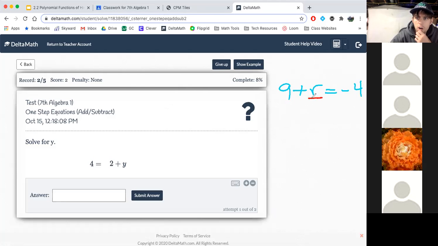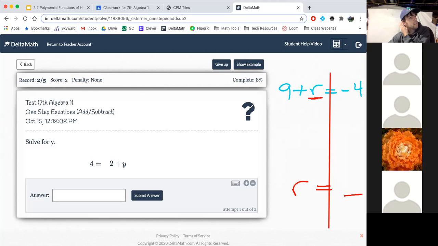So our goal is to get R all by itself. We want R equals something. I'm going to draw this vertical line to separate my equation. So when I'm looking at this problem, I want to get rid of that 9. Is this 9 right here a positive 9 or a negative 9? It's a positive 9. So since it's positive, I need to use negative to get rid of it. So I'm going to subtract it, right? Because then if I do 9 minus 9, that's 0. We have a 0 pair right here.